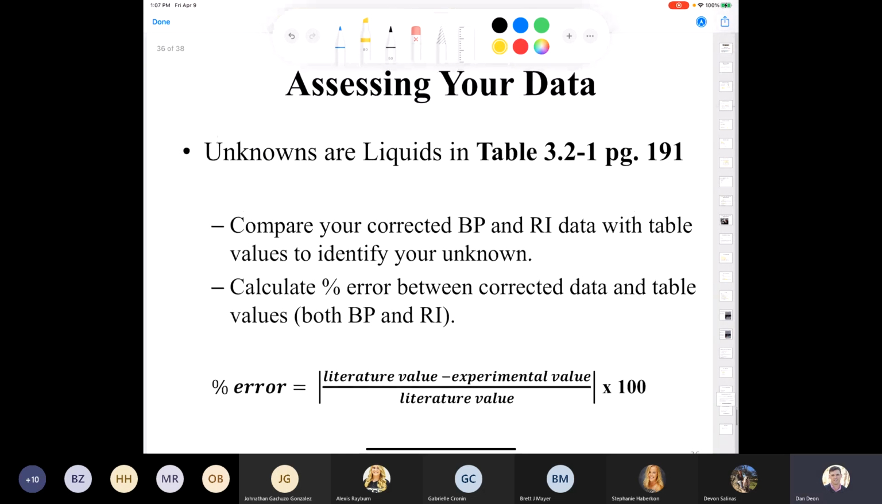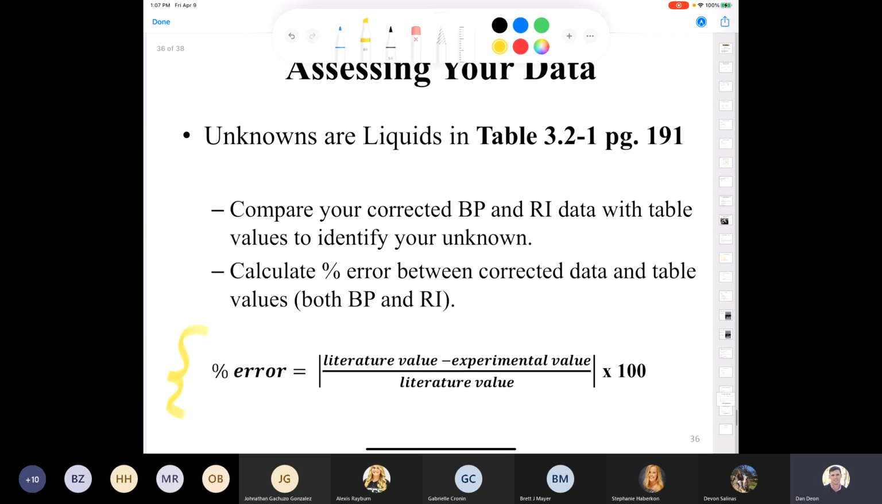There we go. So again, I've told you, I think 3 times, where the unknown liquids are. They're on page 191 in the lab book. You're going to compare your boiling point and refractive index data with that table. You're going to be able to identify your unknown. I've done this lab many times. Students are usually able to identify their unknown pretty, I don't like to use the word easy in the lab, but usually students are able to figure out what their unknown is. You want to calculate the percent error for your boiling point and refractive index using this formula here.